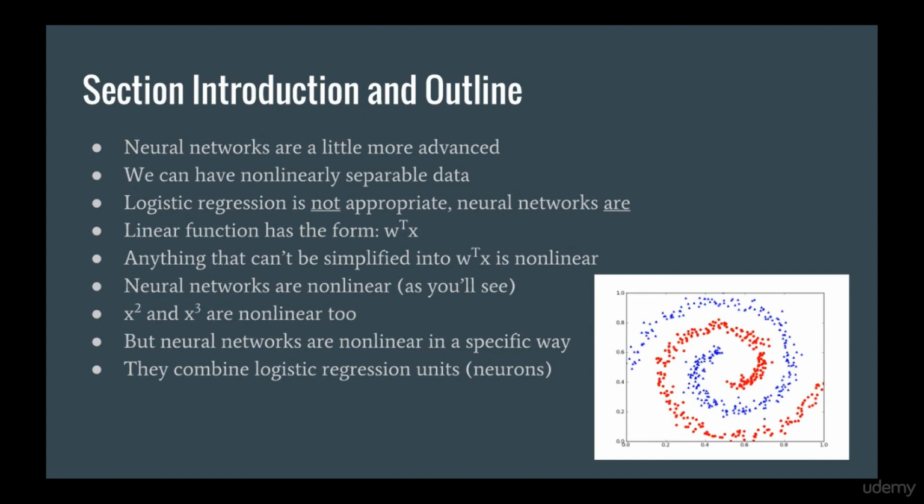With neural networks, we are going to get a little more advanced. We are going to consider the case where the data is not linearly separable, for which logistic regression is not appropriate. Luckily, neural networks are appropriate for this task. Remember that a linear function has the form W transpose X. Anything that can't be simplified into W transpose X is nonlinear. As you'll see, neural networks are nonlinear. We already know that forms like x squared and x cubed are nonlinear, but neural networks are nonlinear in a very specific way. You'll see that they can achieve nonlinearity simply by being a combination of multiple logistic regression units put together.